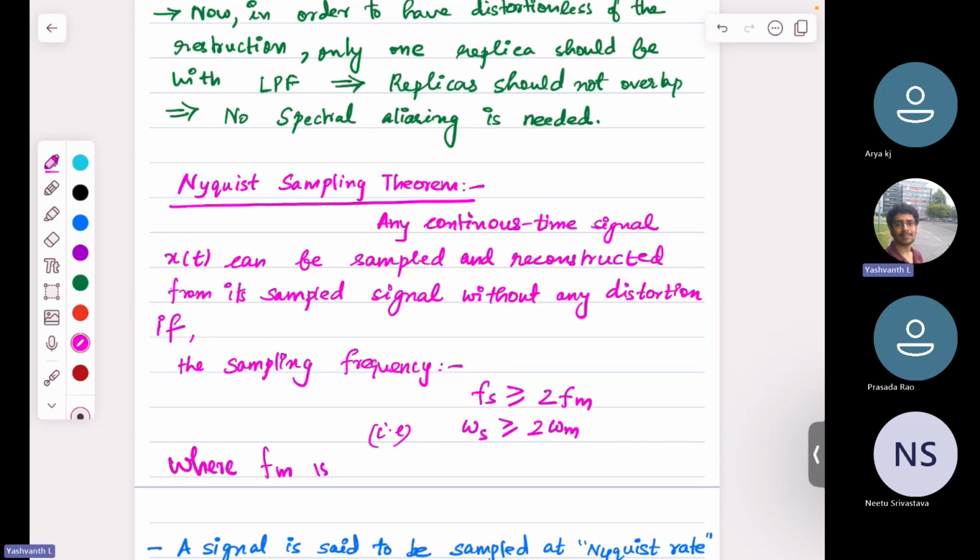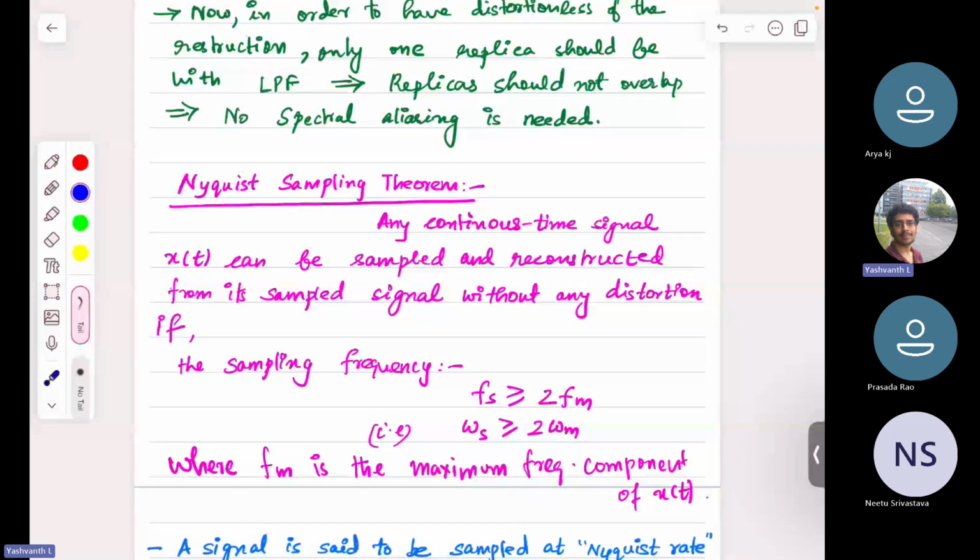fm is the maximum frequency component of x of t. This is called the Nyquist sampling theorem. Very important. So this basically gives you a benchmark of what the minimum sampling rate is. The general rule is that the minimum sampling frequency must be at least 2 times the maximum frequency of the signal. Must be at least 2 times.